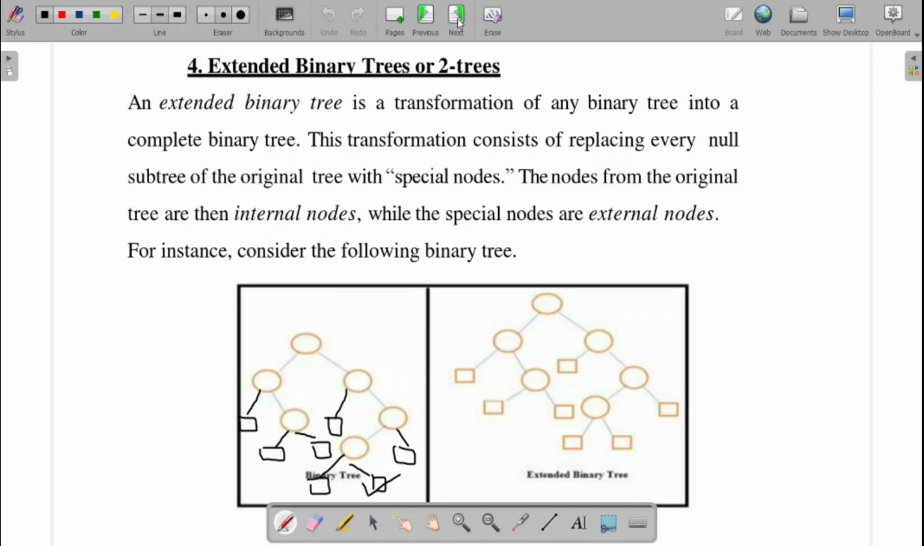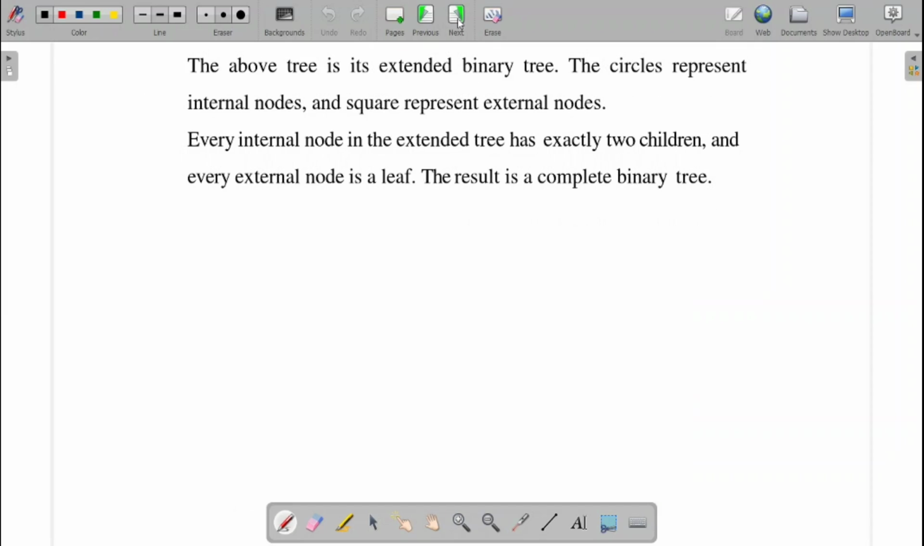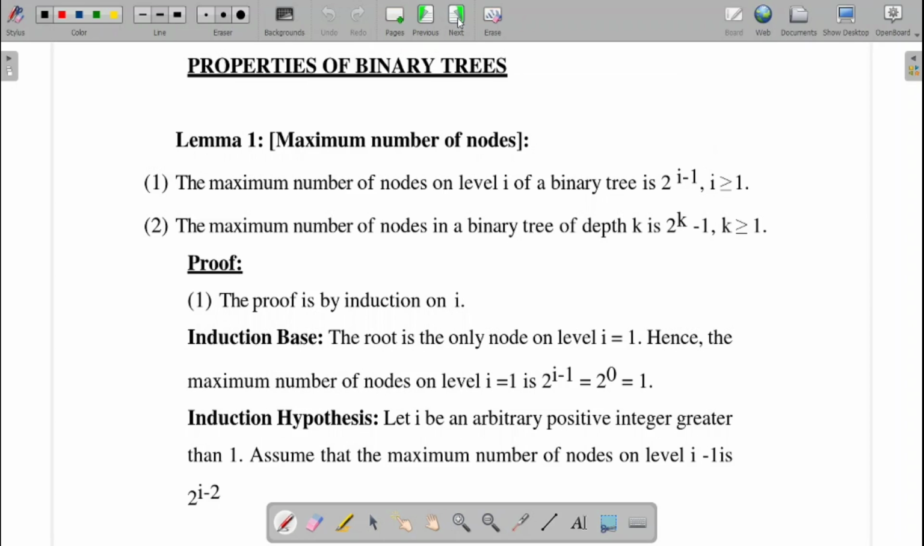The next one is the extended binary tree, what we have seen earlier. In case of an extended binary tree, we replace the empty, the null subtrees with special nodes. Those nodes we call the external nodes, and the rest of the nodes we call the internal nodes. Right? The next one, properties of binary trees.